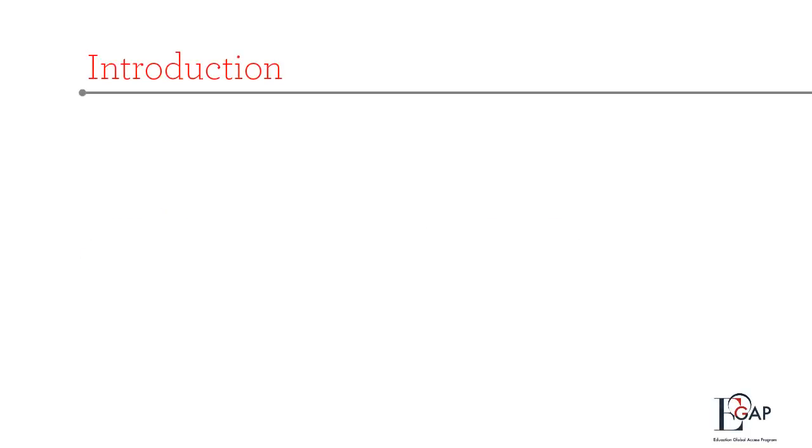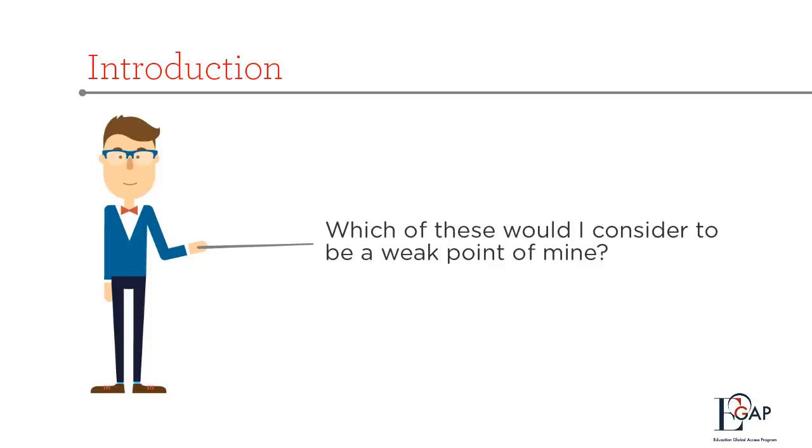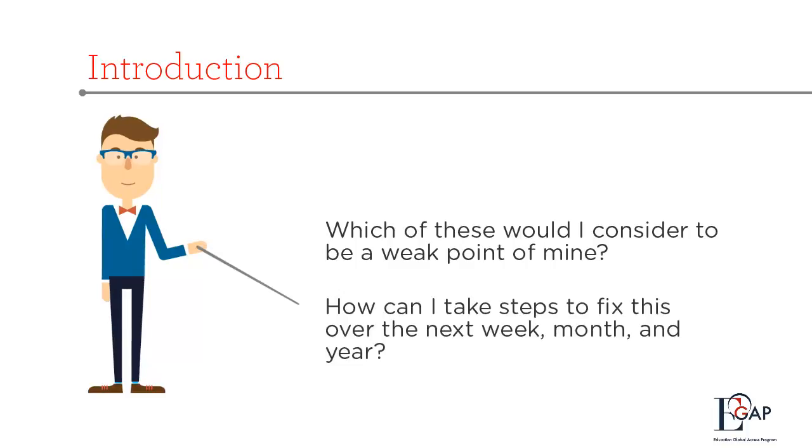You have just read about a few ways that your own actions as a teacher might inadvertently or accidentally be contributing to your students' misbehavior in the classroom. As you watch this video, keep the following questions in the back of your mind. Which of these would I consider to be a weak point of mine? How can I take steps to fix this over the next week, month, or even year?